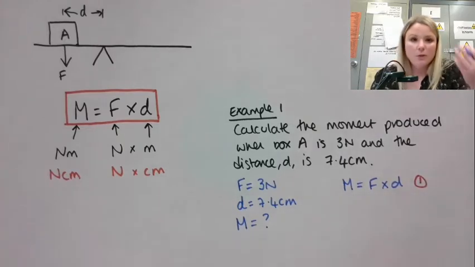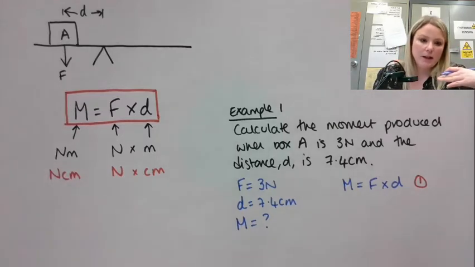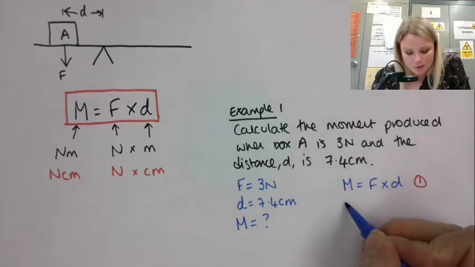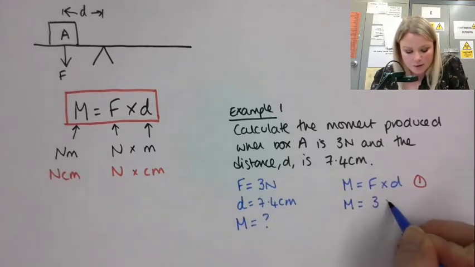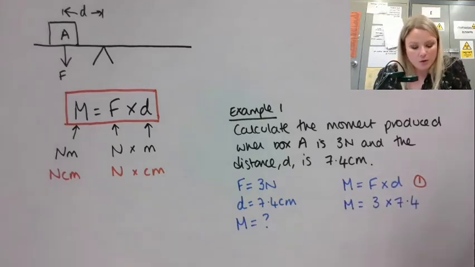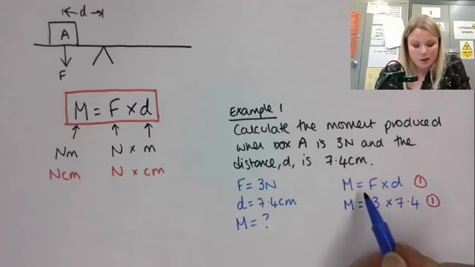Then all we do is substitute in the numbers that we know. So moment we don't know. Force we do know, it's 3. Multiplied by the distance we know is 7.4. There will be another mark for showing that. Now, just like in maths, we work down the page and we line up our equals signs.